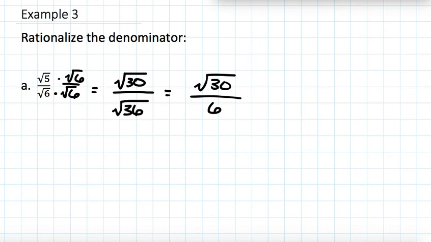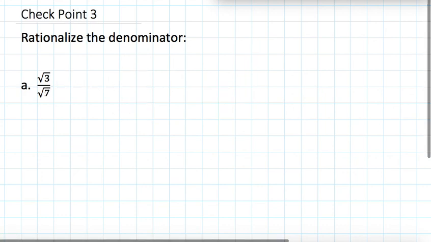So what should always happen here is when you multiply by the square root of whatever is in the denominator already, that should give you a perfect square under the square root bar, and that makes the square root sign go away from the denominator. So next you should try checkpoint problem number 3, part A. Do this in your notes, check your answer, and then move on to the homework.